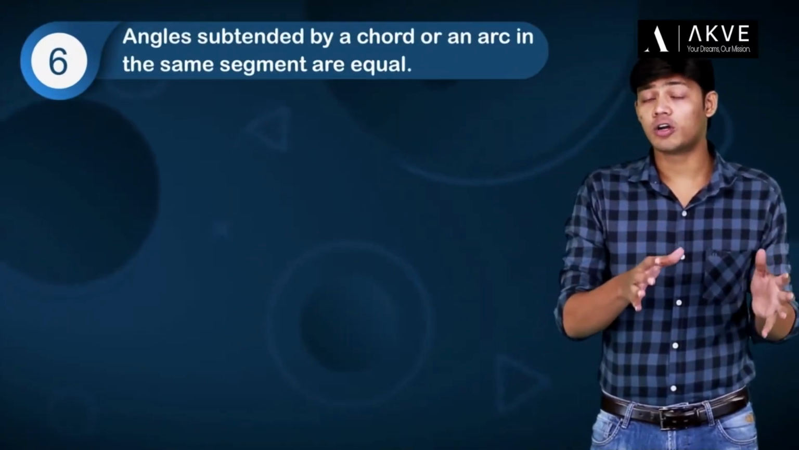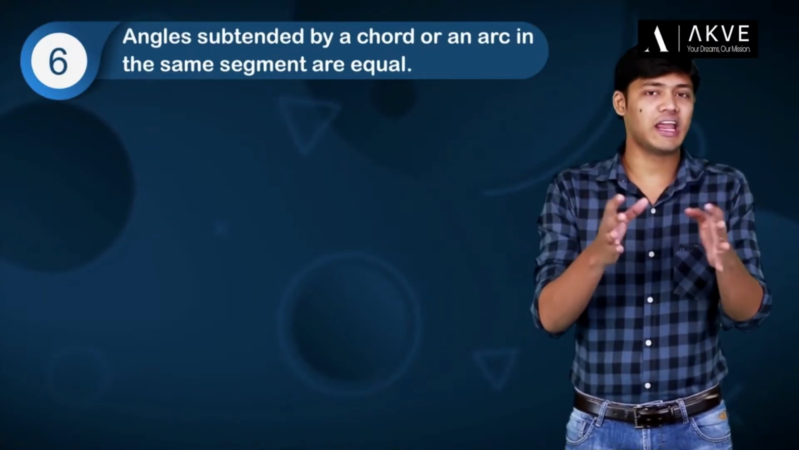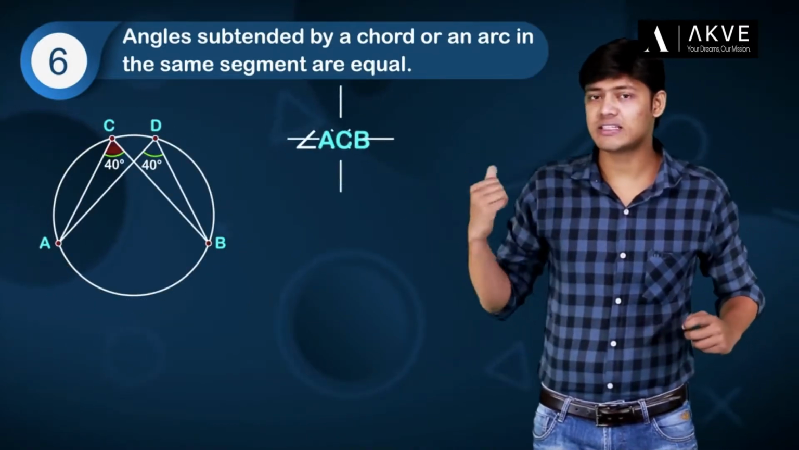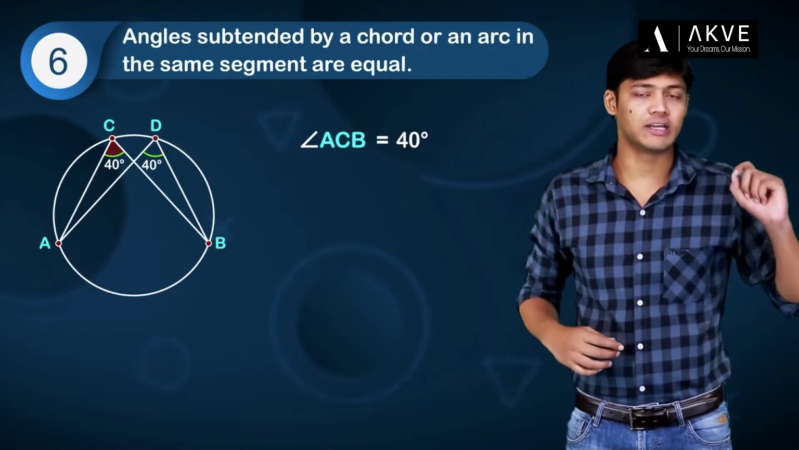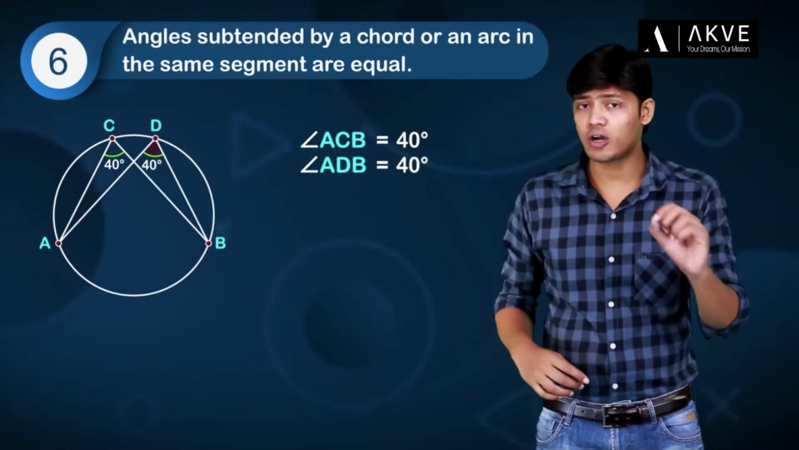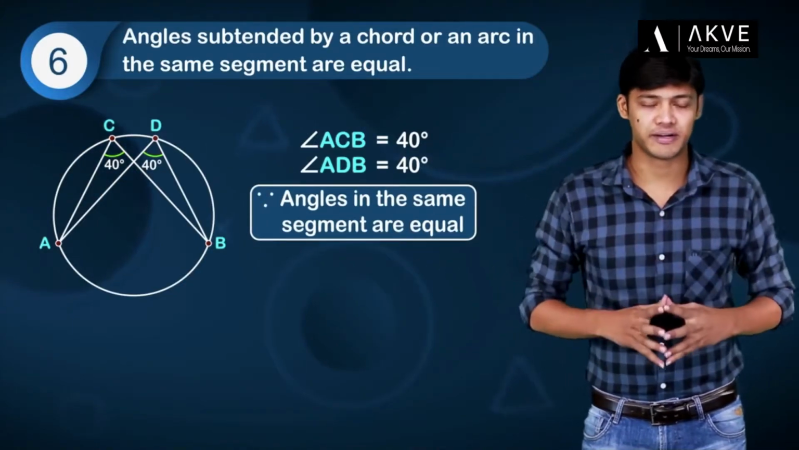The next theorem was related to the angles in the same segment. That is, angles subtended by a chord or an arc in the same segment are equal. That is, in this circle, if the angle ACB is equal to 40 degrees, then the angle ADB will also be equal to 40 degrees since they are the angles in the same segment.